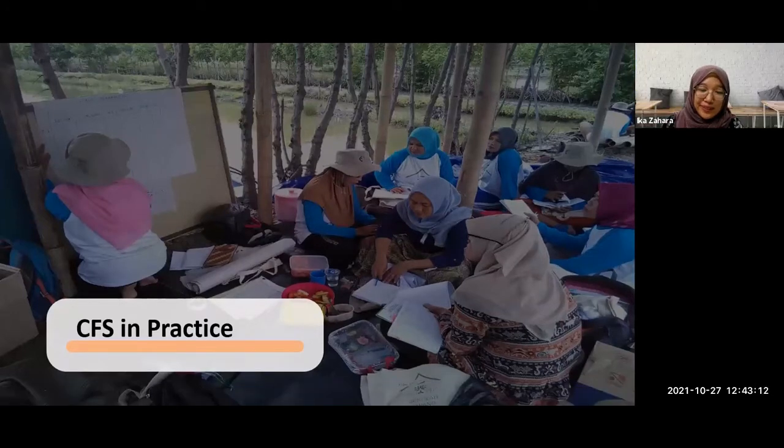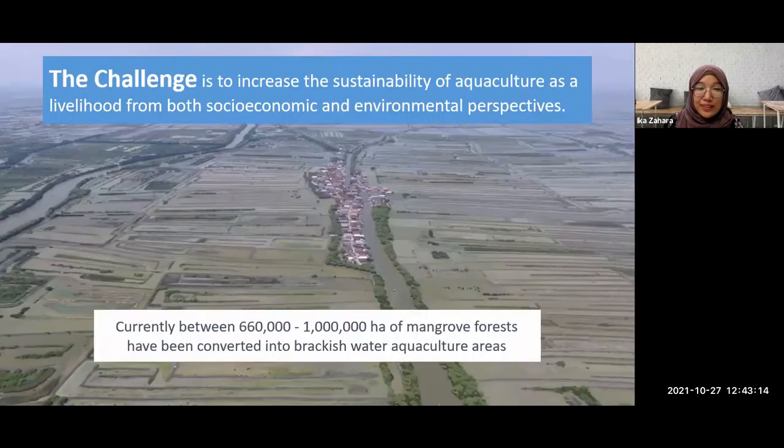So, this is the CFS in practice. And as mentioned before, the challenge is to increase the sustainability of aquaculture. This picture shows mangrove conversion, where mangroves have been severely converted into fish ponds. Currently between 600,000 to 1 million hectares of mangrove forests have been converted.